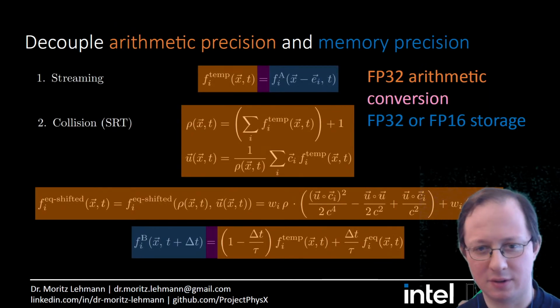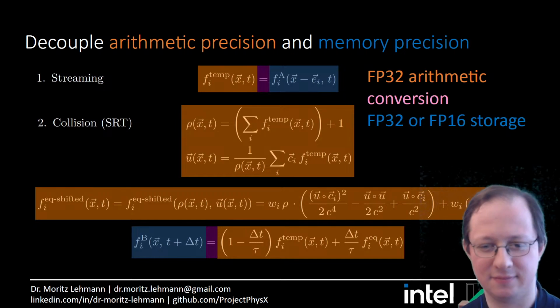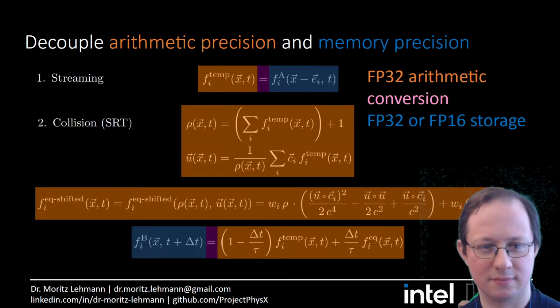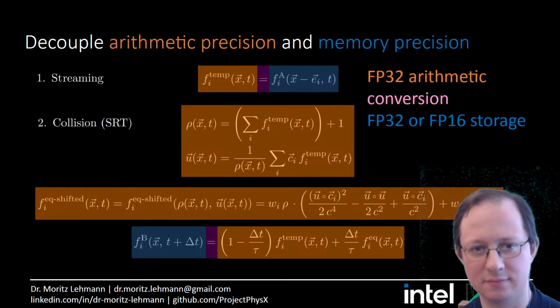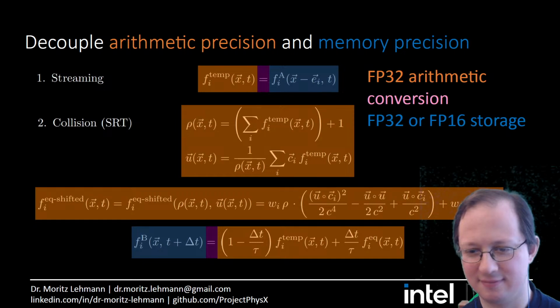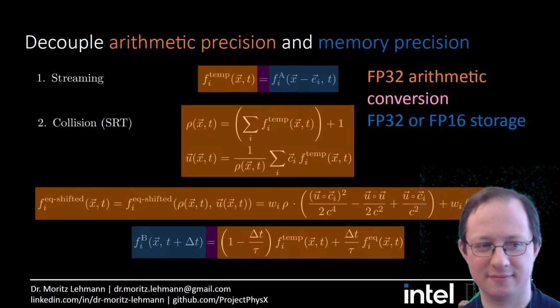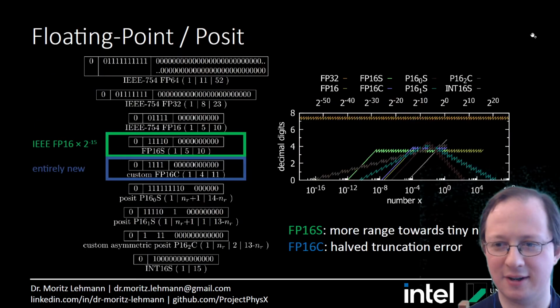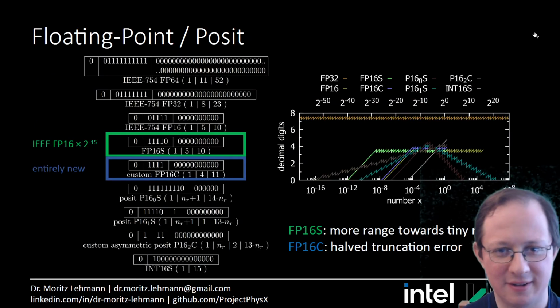Not really. The next slide is just to make clear that I have decoupled arithmetic precision and memory precision. So all of the math is done in FP32, and the memory storage in either FP32 or FP16, and in between there's conversion. Okay, cool. But the slide after that gets into a lot of detail. Right. The floating point and posit formats.